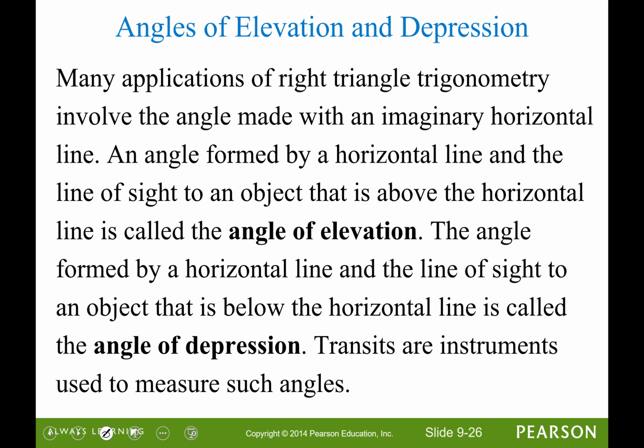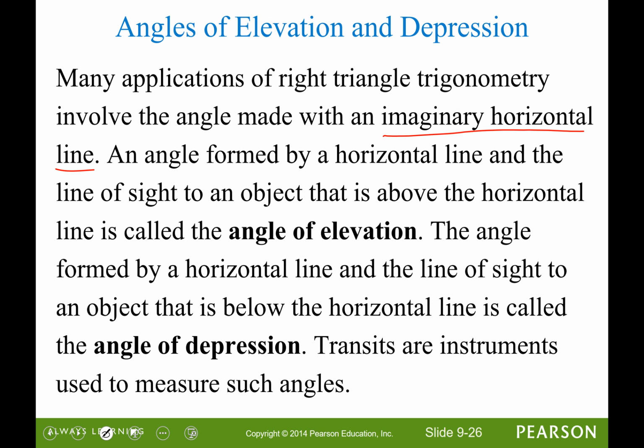Let's talk about angles of elevation and angles of depression. Many applications of right triangle trigonometry involve the angle made with an imaginary horizontal line. So like if you're just looking straight forward, just wherever you are right now, just look straight forward. If I was to put a dashed line on your line of sight, that's that imaginary horizontal line. It's one way to get it. An angle formed by a horizontal line and then the line of sight to an object that is above that horizontal line, that would be called an angle of elevation, okay?